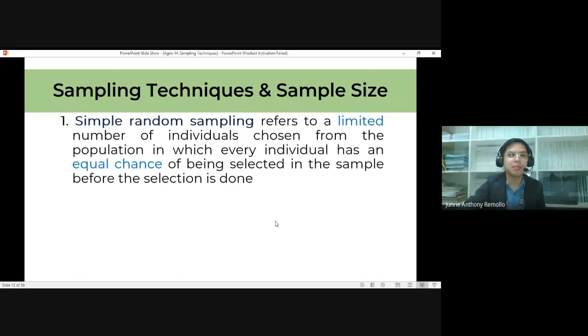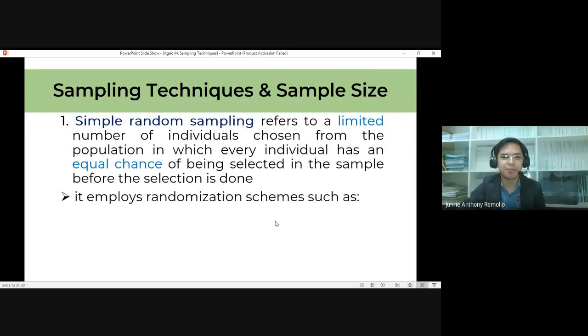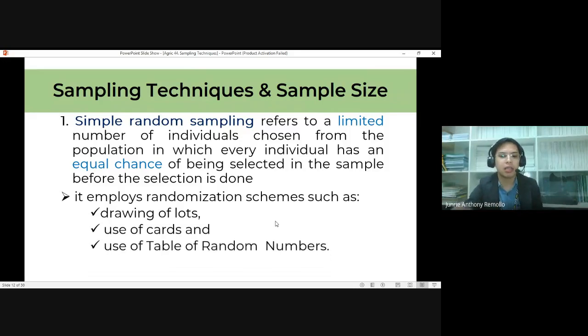So first is a simple random sampling. It refers to a limited number of individuals chosen from the population in which every individual has an equal chance of being selected in the sample before the selection is done. Okay? So, it employs randomization schemes such as drawing of lots, the use of cards, or the use of table of random numbers.